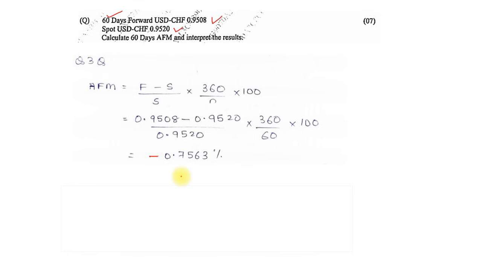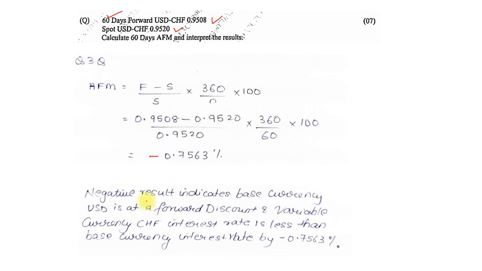Okay. Now, for annualized forward margin, we got a negative value. So how will we interpret this? A negative result indicates that the base currency, that is USD, is at a forward discount and the variable currency CHF interest rate is less than the base currency interest rate by negative 0.7563%.